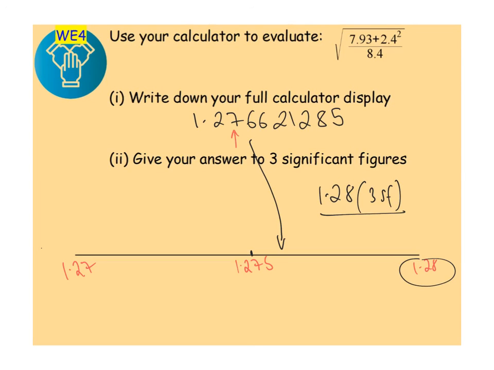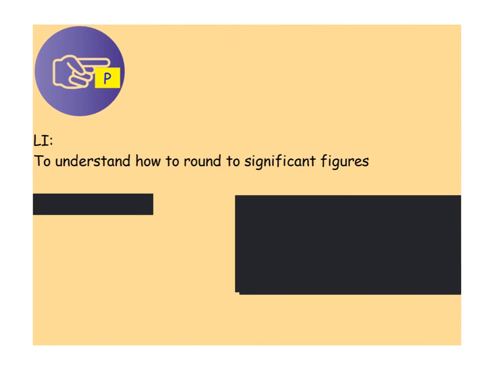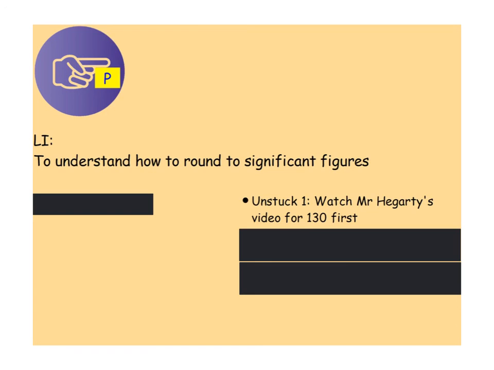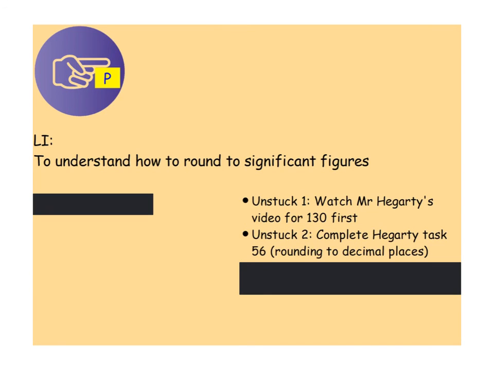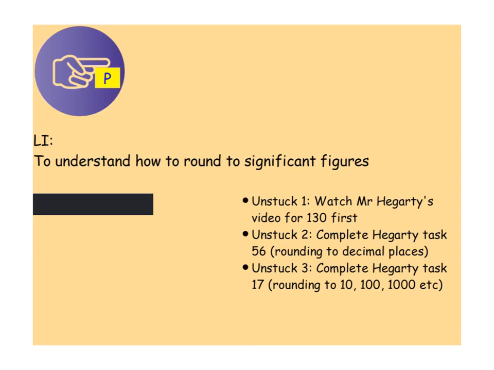Okay, so that concludes this video, and you should now be able to attempt your practice tasks. Before I get into the practice tasks, let me just explain that if you struggle with any of this, or you get onto the task and you're struggling, then one unstuck could be to watch Mr. Hegarty's video, where he goes through the same examples that I've just done. If you struggled with the content in this video, I mentioned it earlier, but you might want to revisit something like Hegarty Task 56, which is a bit of prior knowledge, or even further back, Hegarty Task 17, rounding to tens, hundreds and thousands. But your task, your main task, is to complete Hegarty Task 130.